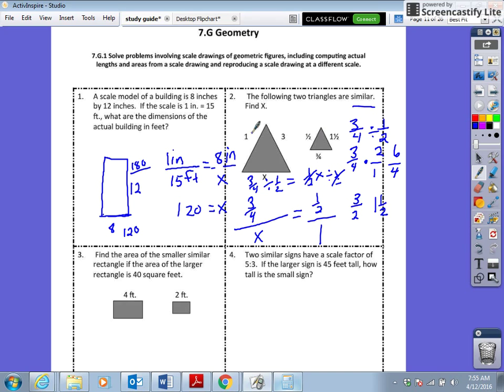And if you'll notice, this is 1 and this is half of 1. This is 3 and 1 1/2 is half of 3. This is 3/4 and 3/4 is half of 1 1/2. So it makes sense. This is half the size of this.